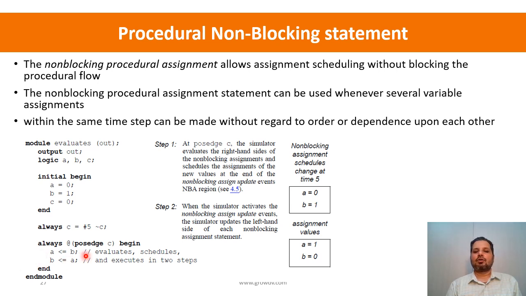I would have said A equal to B, which would have meant that the value of B, which was equal to 1, would have gotten transferred to A, and then when I said B equal to A, the value of A would have been visible. So it would have come to 1, so both of the variables would have ended up with the same value, whereas if I am using a non-blocking assignment, then both the variables will get a different value.